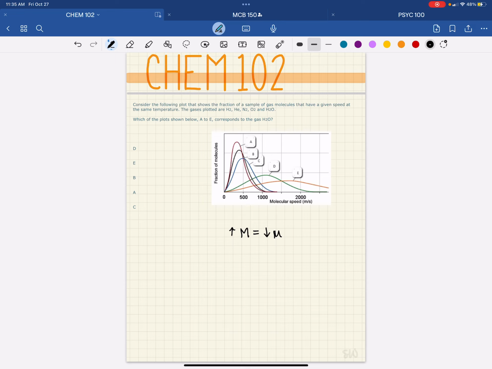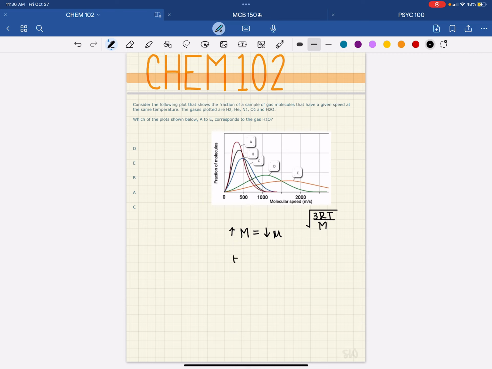Consider the following plot that shows the fraction of a sample of gas molecules that have been given a speed at the same temperature. The gases plotted are hydrogen, helium, nitrogen, oxygen, and water vapor. Which of the following plots, A to E, corresponds with hydrogen? So this is also referencing our velocity, where the bigger you are, the slower you move, because the root of 3RT over mass in kilograms is the root mean square velocity.